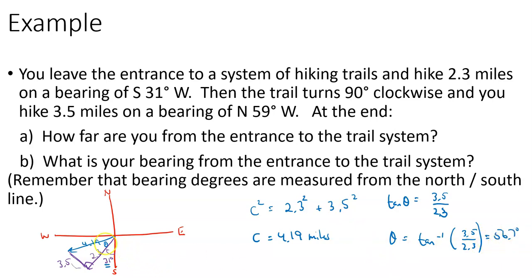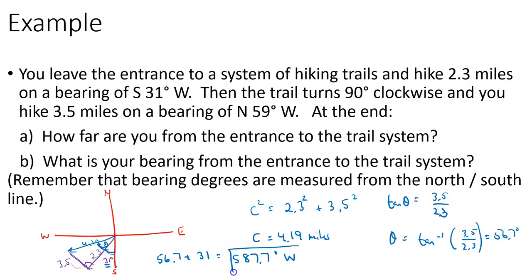Now, that 56.7 is the angle here. But from the south, I've got to go 31 degrees first, and then that 56.7. So take that 56.7 and add 31 degrees, and I get 87.7. So from the south, I've got to go 87.7 in the direction of the west.